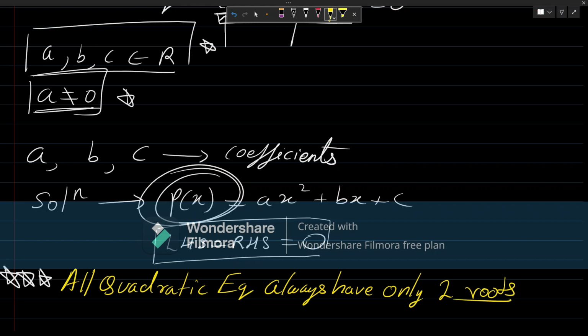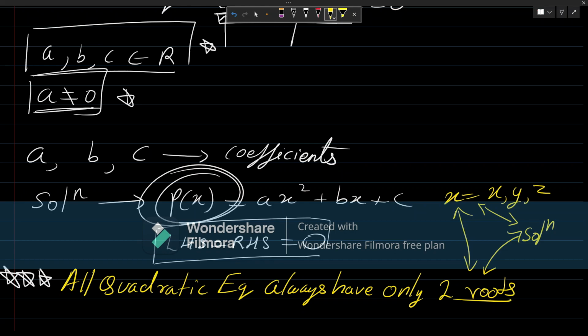By roots, what do you understand? Roots can be solutions as well. Solution and roots are both the same thing. They will give you the value of x. It may be any number, x, y, z. So that is roots or solution, and you can say they are interchangeable.